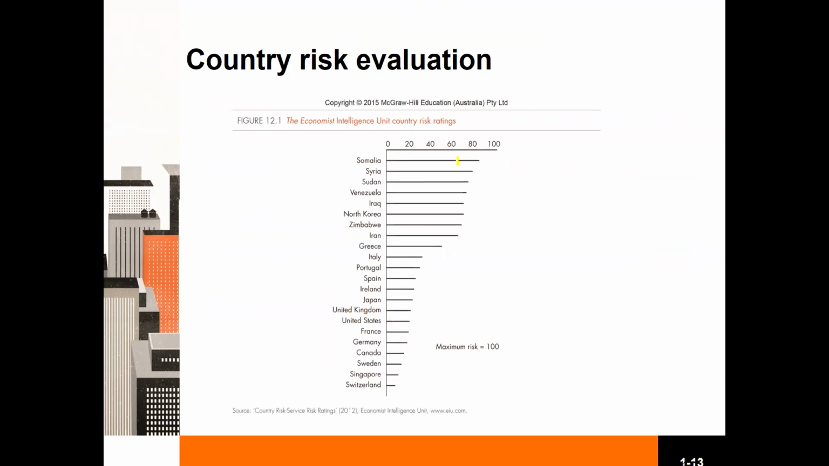Here is an example of an Economist Intelligence Unit country rating. It was in 2012, and you can see the different countries are rated on a point of 0 to 100. So as I already indicated, 100 means highest risk and 0 means no risk. So you can see that some of the countries like Somalia, Syria, Sudan, Venezuela, Iraq, those are having high sovereign country risk. On the other hand, Switzerland, Singapore, Sweden, Canada, Germany, France, those are the few countries with the minimum sovereign risk.